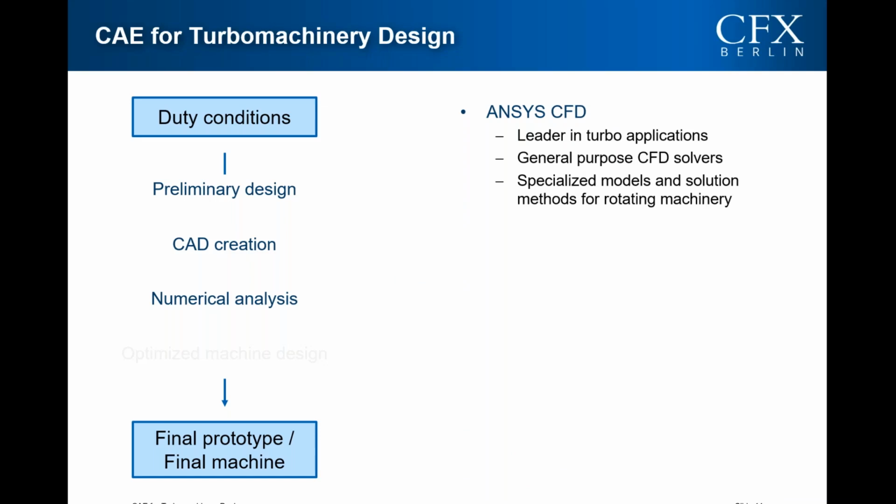So once we have a mesh for impeller and casing, we can continue with the flow analysis. Here we used ANSYS CFD. That's a leading CFD code for turbomachinery. It's a general purpose CFD solver, meaning that you can calculate flow in a wide range of applications. Plus, it has sophisticated tools and solution methods for rotating machinery that help us in accurately predicting the performance of our pump.